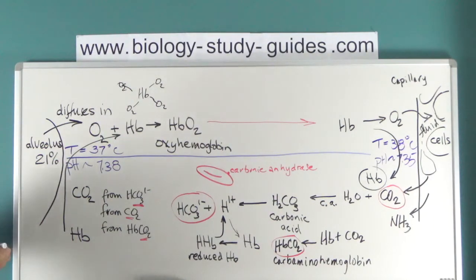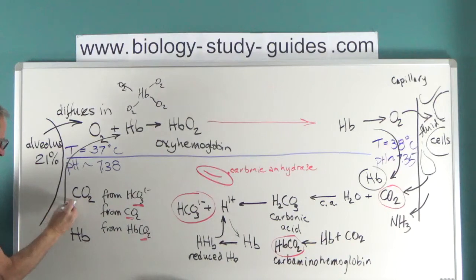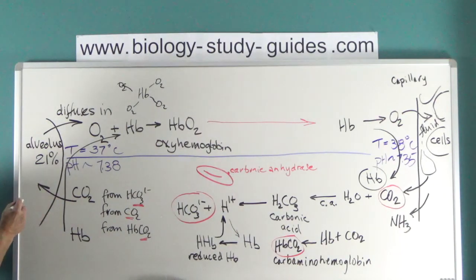The carbon dioxide can diffuse out because the concentration of carbon dioxide in the plasma is greater than the 0.04% or whatever it is in the air. Very little carbon dioxide in the air. So the carbon dioxide concentration here is higher.